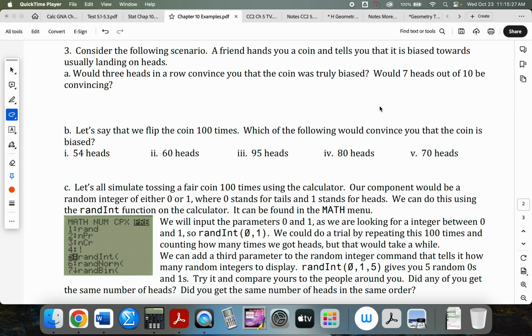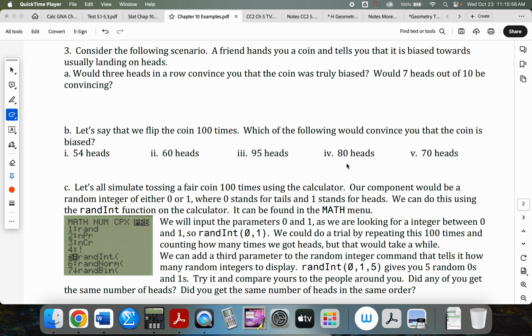So, let's say we flip the coin 100 times now. So we're actually doing a fair flip of the coin. Which of the following would convince you that the coin really is biased? And let's do them in order. So if it was 54 heads? No. Would that convince you? Nah. How about 60? No. How about 70? No.